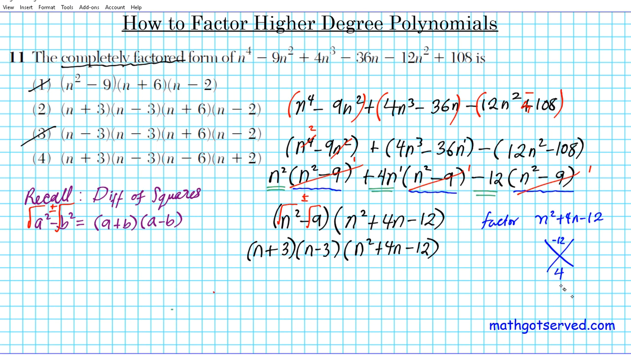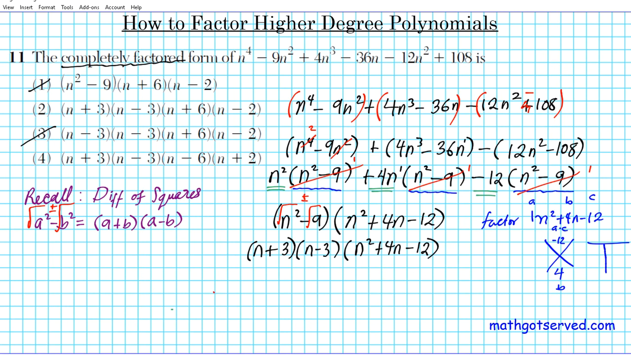Okay? So now we're going to play the game. What two numbers multiply to give you AC and add to give you B? As you can see, this is A right here, this is B, B is 4, and C is negative 12. That's why AC is negative 12 and B is 4. So what two numbers multiply to give you negative 12 and add to give you 4? That's how you play the game.